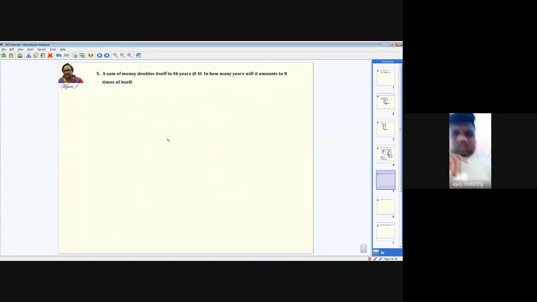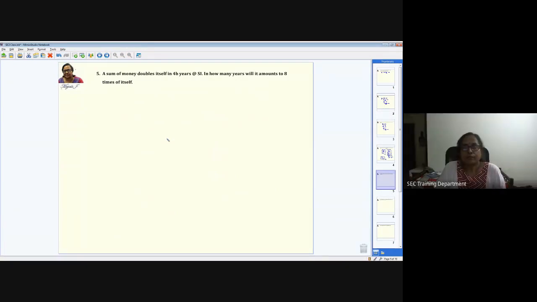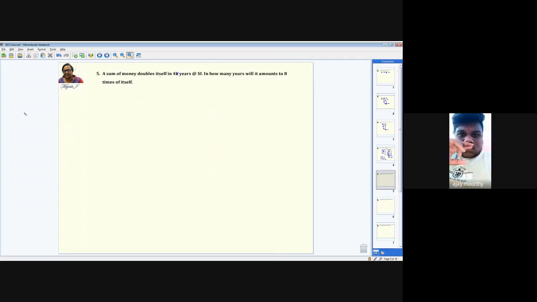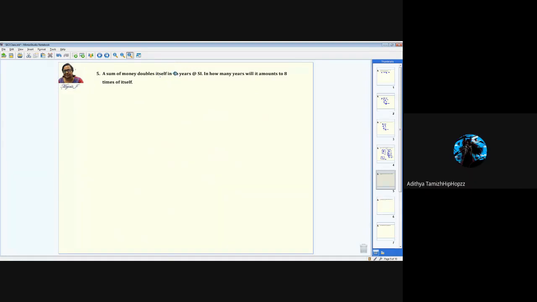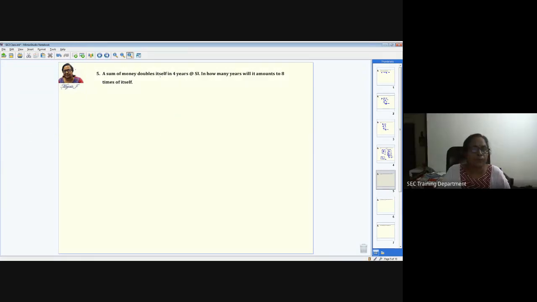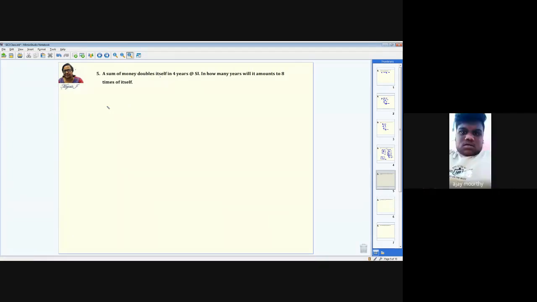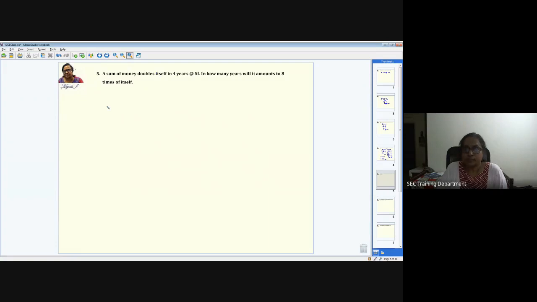A sum of money doubles itself in 4 years at simple interest. I think there is a mistake here. It's not 4B, it's 4 years. Now you tell me. A sum of money doubles itself in 4 years at simple interest. In how many years will it amount to 8 times?